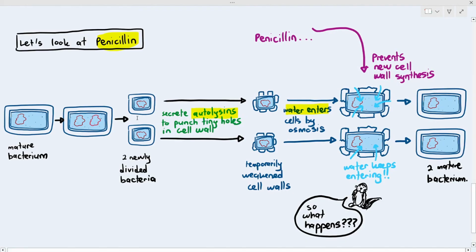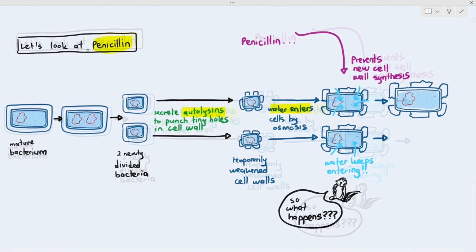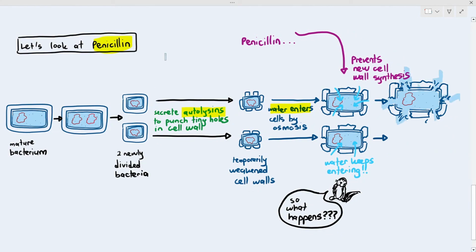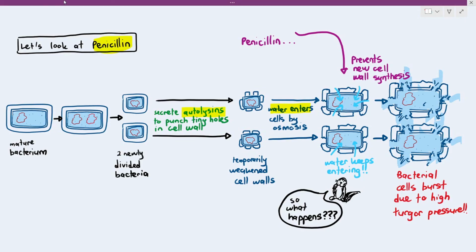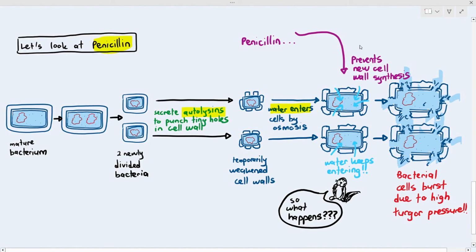What do you think happens if water keeps going into the cell? As you would have guessed, when water keeps entering, the bacterial cell expands, and because of a very high turgor pressure, the bacterial cell will burst and they will die in that case. So that's the important thing that we have to know. Penicillin prevents new bacterial cell wall synthesis, causing water to keep going into the bacteria by osmosis, and the bacterial cells will burst due to a high turgor pressure.